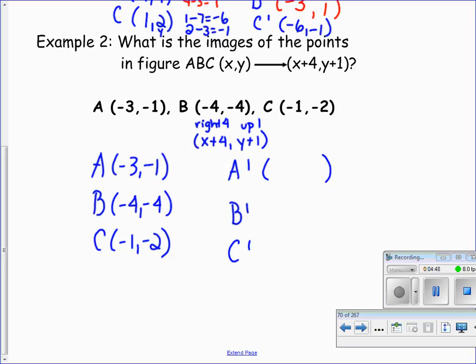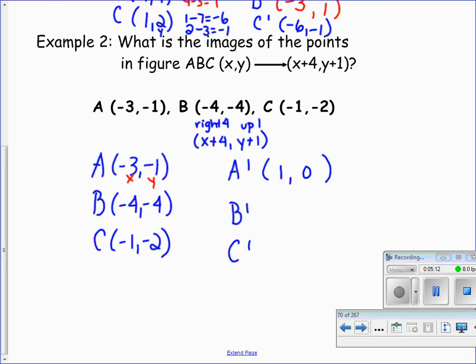Let's take a look at A prime. My x value is negative 3. Negative 3 plus 4 is positive 1. Let's take a look at the y value. Negative 1 plus 1 is 0. My new point for A prime is going to be at (1, 0).